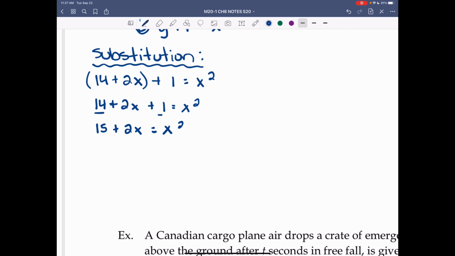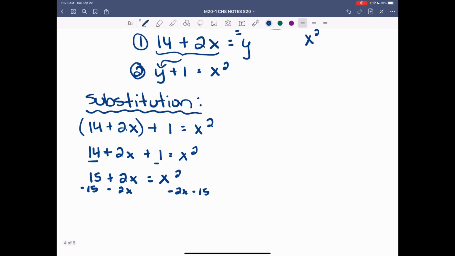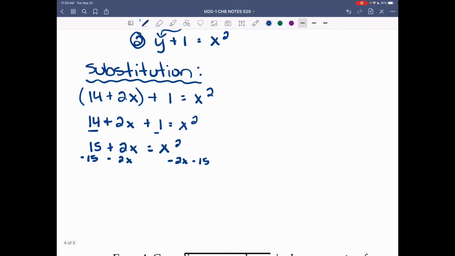Just going to zoom in on this. Then I'm going to subtract 15 from both sides and subtract 2x from both sides, which gives us 0 equals x squared minus 2x minus 15. Now I would either factor or use the quadratic formula. I'm going to factor again. This is a basic trinomial.